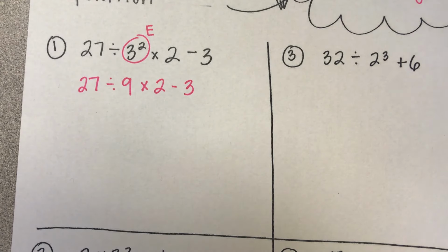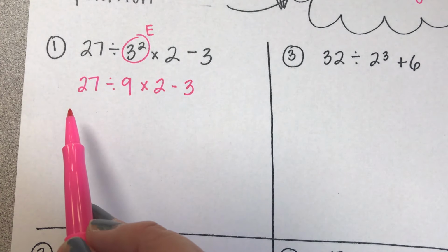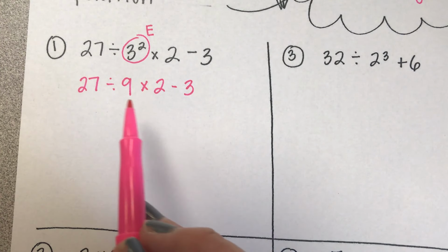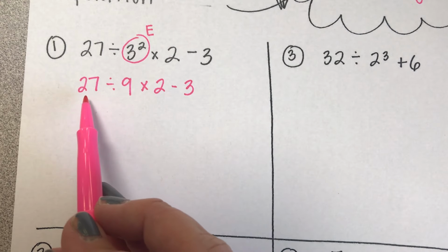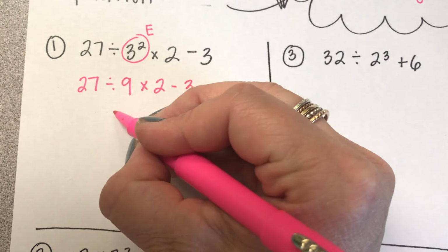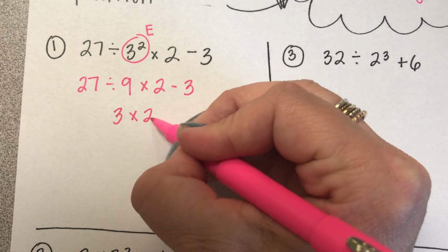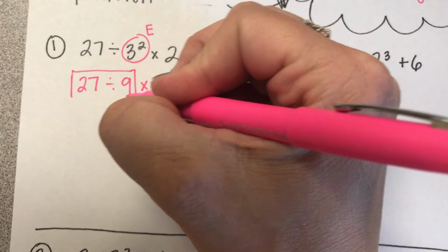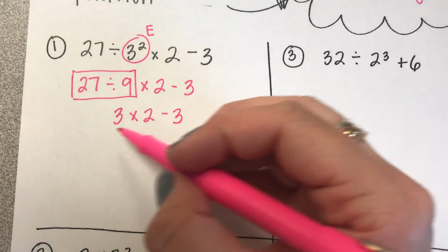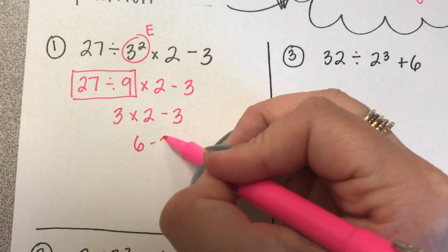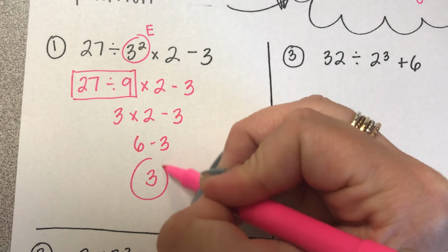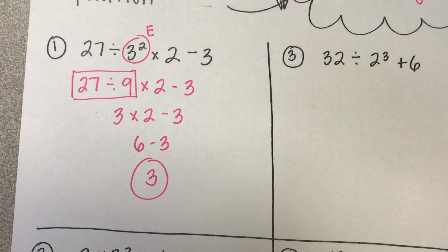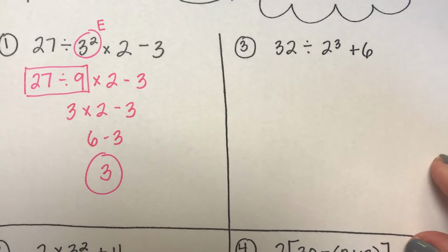Okay, so there were no parentheses. We did the exponents. So the next thing that we're going to do is we're going to look for multiplication or division moving from left to right. So the first one that I encounter is this division. So 27 divided by 9 is 3. So now we have 3 times 2 minus 3, right? And so now 3 times 2 is 6. 6 minus 3 is 3. So every single time, you don't need to ask like, oh, are we doing order of operations? It's order of operations every single problem.